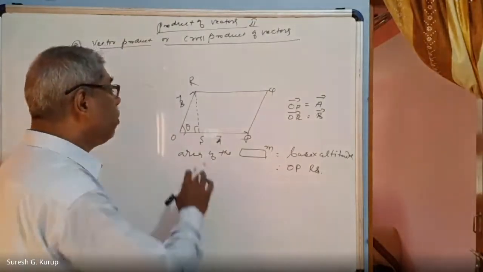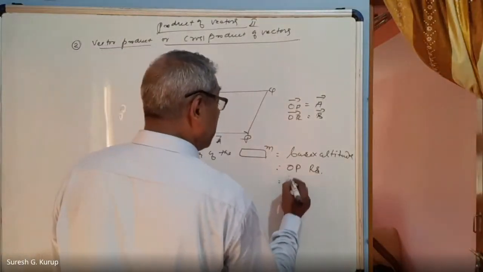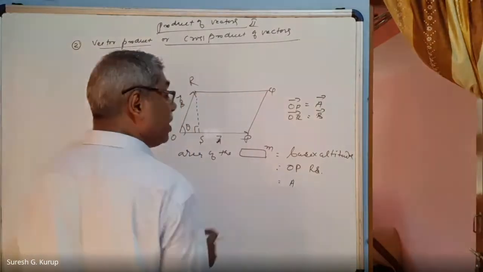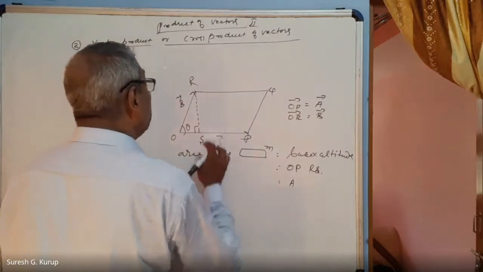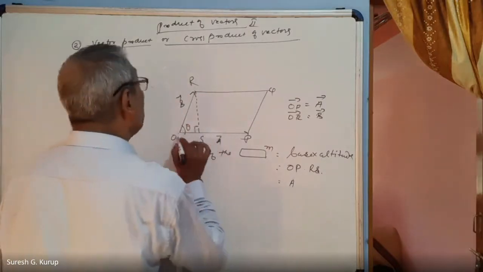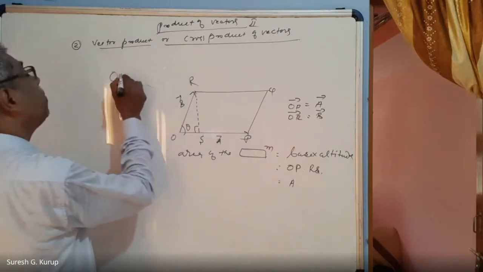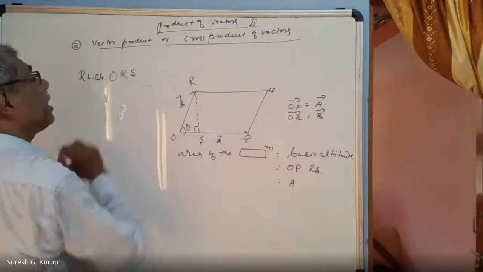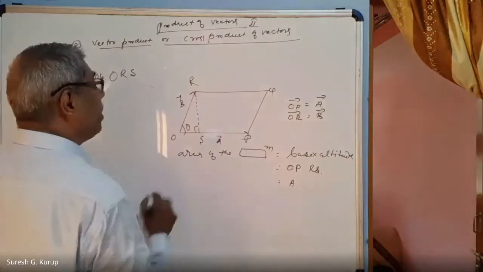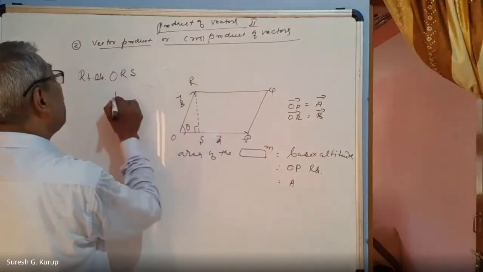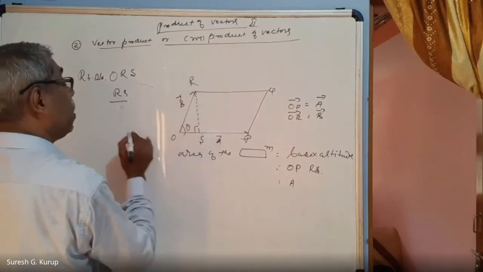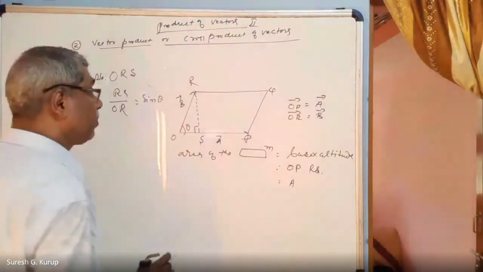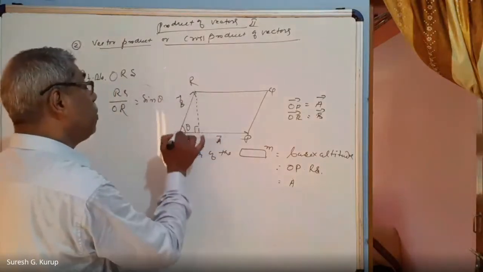Okay. But OP is equal to vector A. We can write, vector A means only the magnitude, that is A. What is RS? In the triangle ORS, it's a right angle triangle. Right angle triangle ORS, what can we write? Opposite side is RS. RS divided by OR is equal to sin theta, we can write. Right? This is the right angle triangle, ORS.